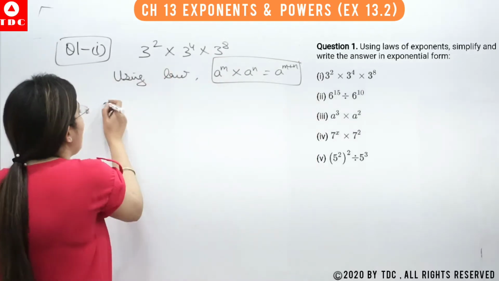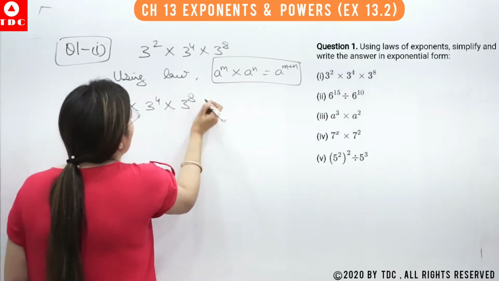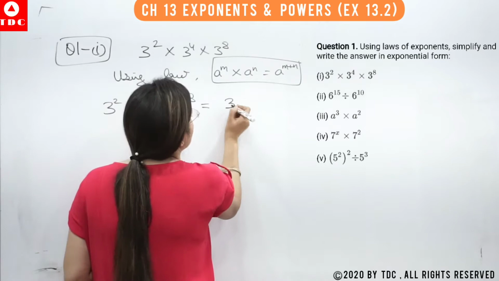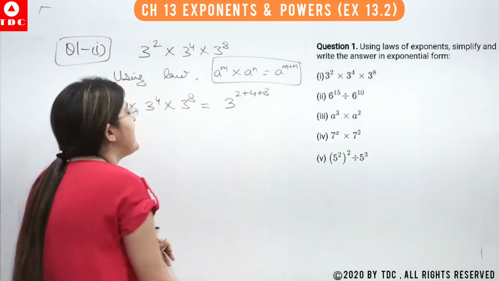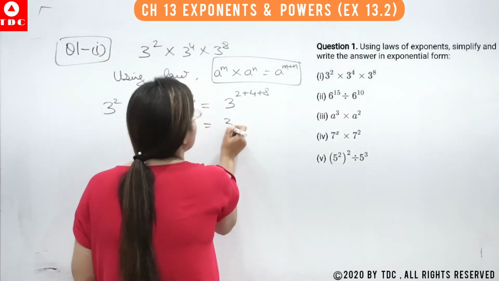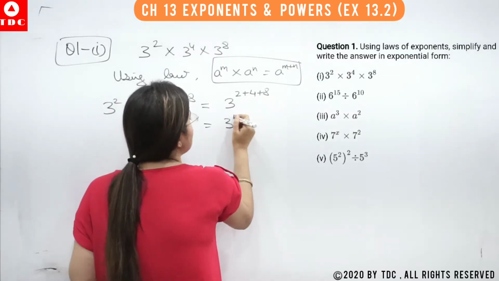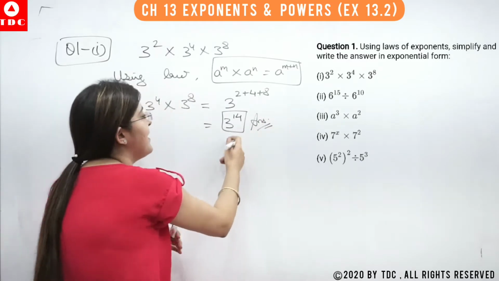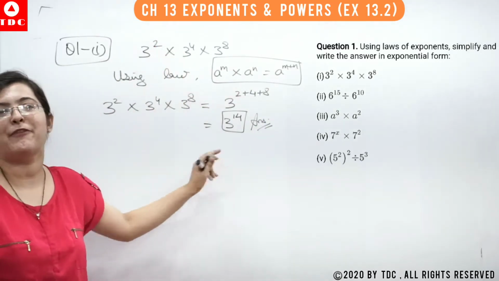So what we will write is that 3 to the power 2 into 3 to the power 4 into 3 to the power 8 will be equal to 3 to the power 2 plus 4 plus 8. That means the powers would be added. So we will get 4 plus 2 is 6, 6 plus 8 is 14. So the answer is 3 to the power 14. Like this you have to use the laws and simplify it.